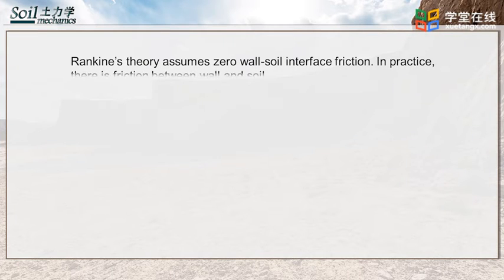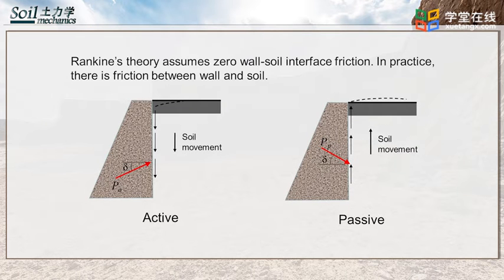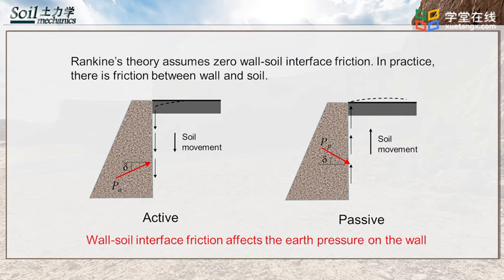In this lecture, we are going to learn some basic knowledge about Coulomb's earth pressure theory. Rankine's theory assumes zero wall and soil interface friction. In practice, there is friction between wall and soil. Wall and soil interface friction affects the earth pressure on the wall as shown in the figure.